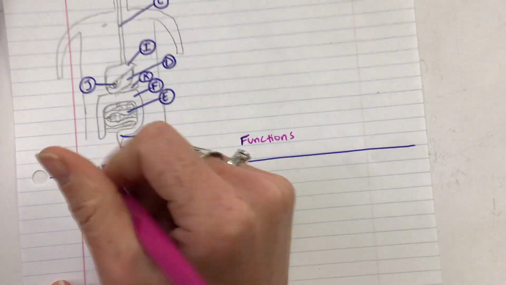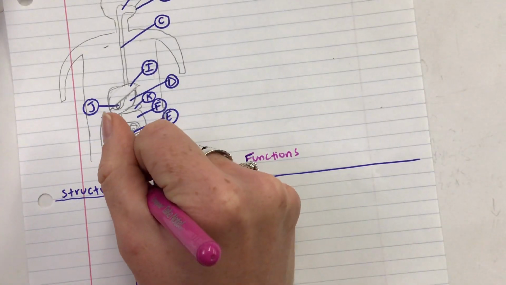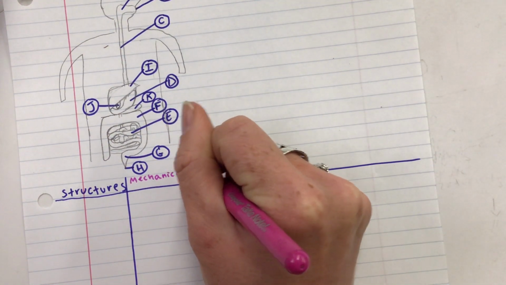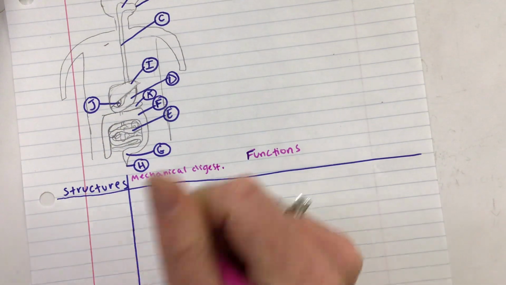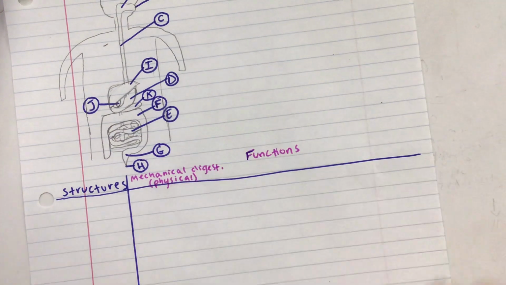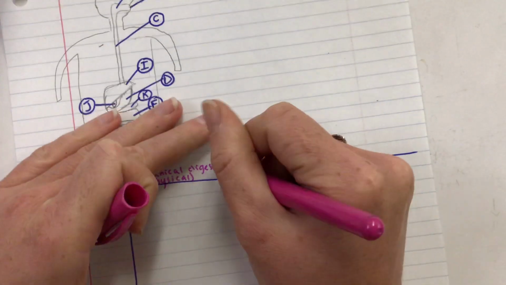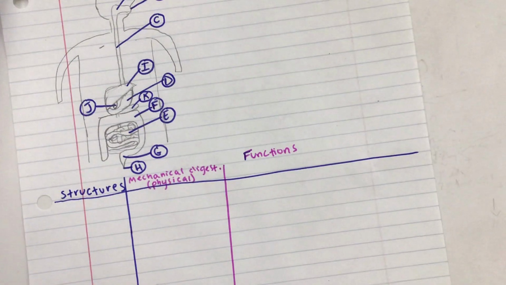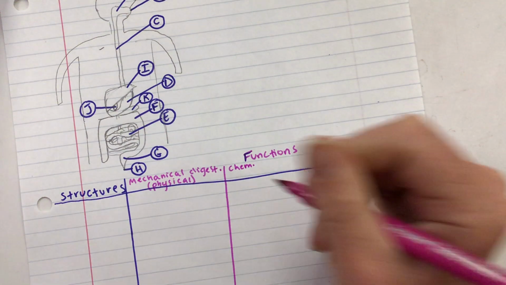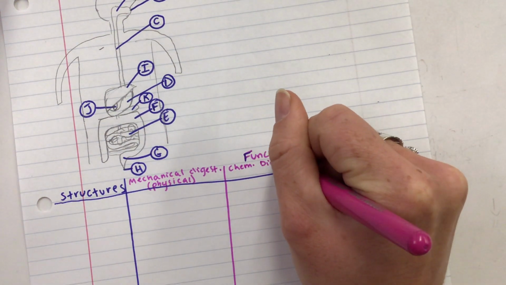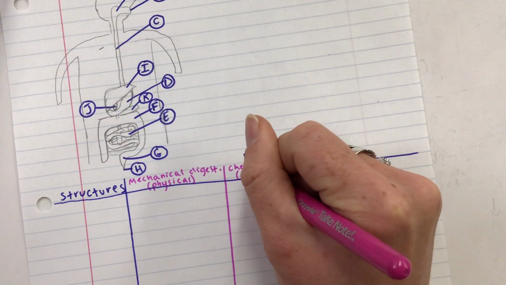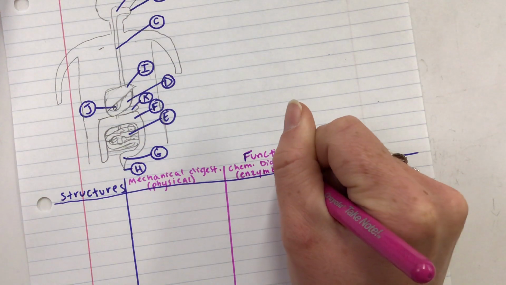For these structures, many of them perform what's called mechanical digestion. In other words, they physically break down foods with their movements. Okay. The next column is going to be titled chemical digestion. Many of these organs also perform chemical digestion. They're going to use what's called enzymes, those proteins that speed up reactions to actually break apart the molecules in our foods.